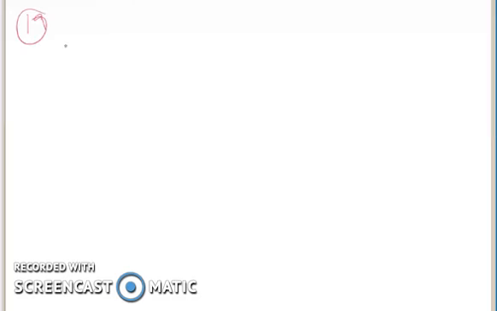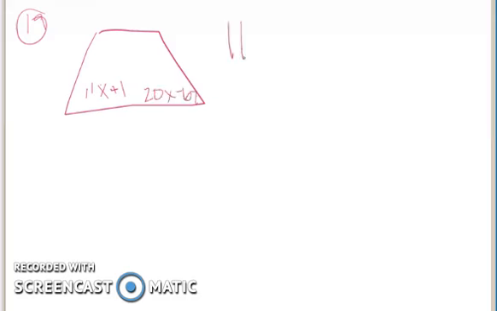Number 19, we're going to get a trapezoid that's isosceles. And we get 11x plus 1 down here, and we get 20x minus 62. So we got to set those two equal to each other.